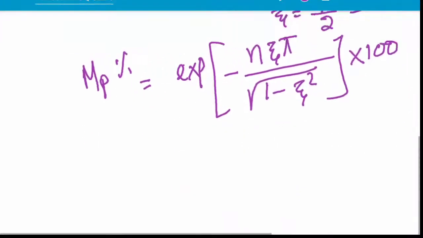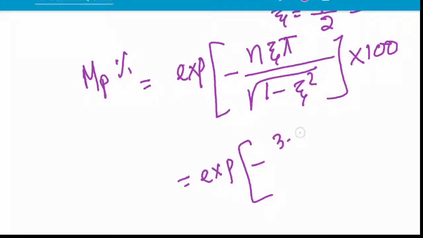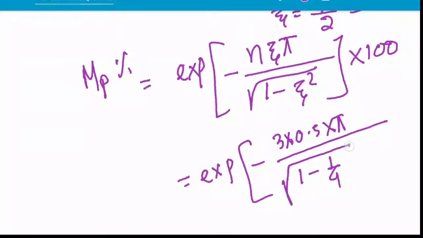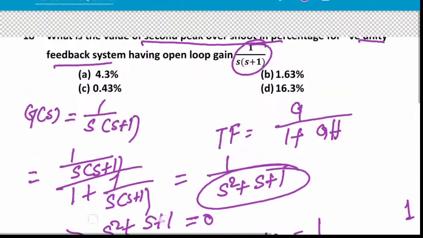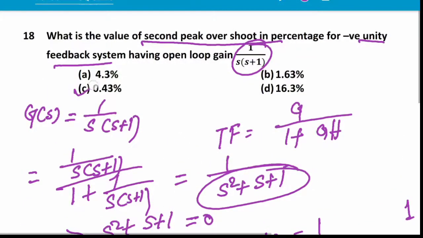So if we put n is equal to 3, we get exponential of minus 3 into pi into zeta, where zeta is 0.5, that is half, divided by the square root of 1 minus zeta square, that is 0.5 square, into 100. This will come around 0.43 percent. So the answer is option C, 0.43 percent.